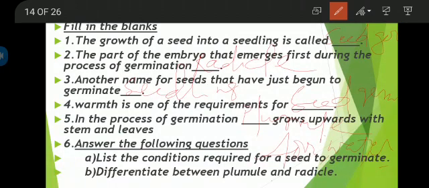Then next is differentiate between plumule and radicle. The basic difference is that every baby plant has a shoot that is called your plumule, and every baby plant, that is the embryo, has a root that is called radicle. Then plumule forms the shoot system of the plant and radicle forms the root system of the plant. Okay. Then during the process of germination, plumule grows in the upward direction and radicle grows downward. So these are the basic differences between plumule and radicle.